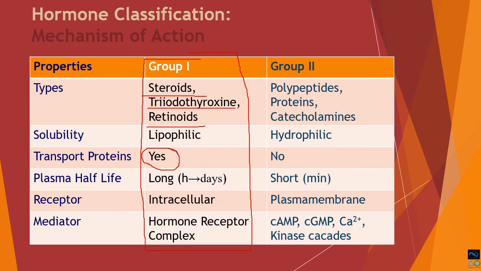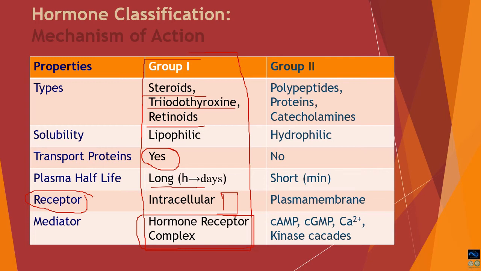Because they are associated with transport proteins, they have a longer life in the plasma. Their receptors are located intracellularly, within the cell where they have to do their function. The target cell has the receptors located within the cell itself, that is, in the cytosol. When these hormones act, they make a complex with this receptor to form a hormone receptor complex, which in turn does the function.